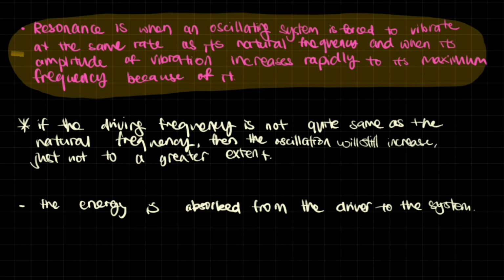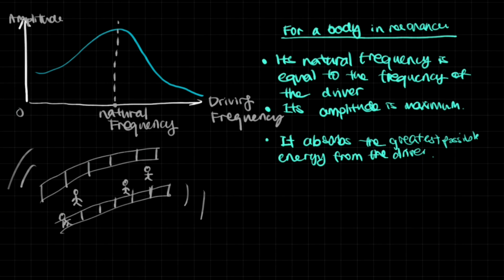just not to such a great extent, because there's going to be time where the oscillations are going to oppose the driving frequency, and then energy is going to be lost. The energy is absorbed from the driver to the system. And so for a body in resonance, its natural frequency is equal to the frequency of the driver, its amplitude is at a maximum, and it absorbs the greatest possible energy from the driver.